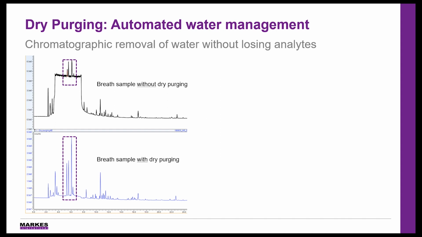What you can see here at the top is a chromatogram of a breath sample where dry purging was not performed. In this example, we have dropped the scan range down to include the mass charge of 18 to be able to detect water. And you can see there is a section with an elevated baseline with some small peaks present that could be target analytes.